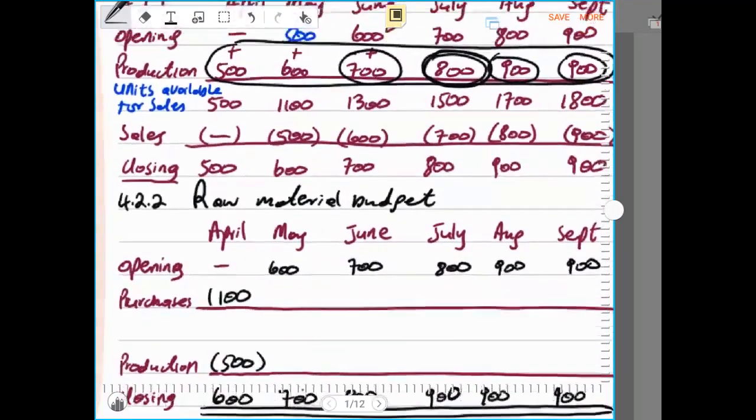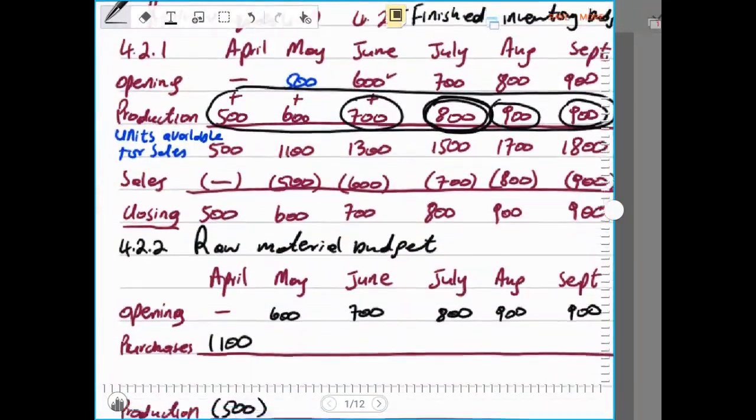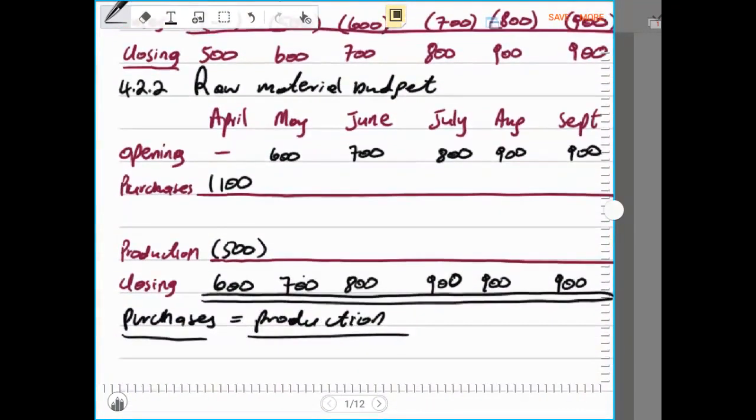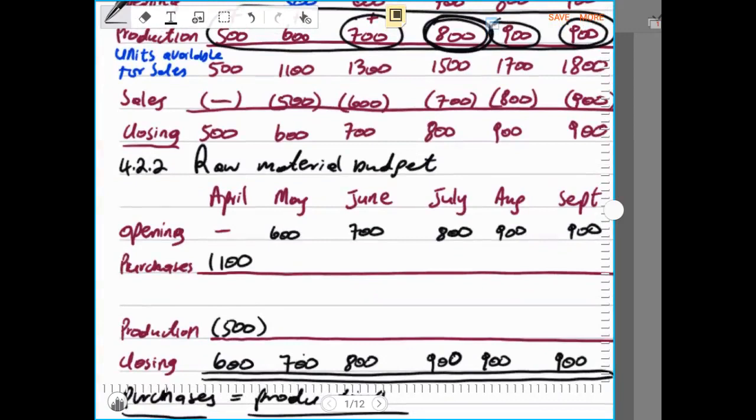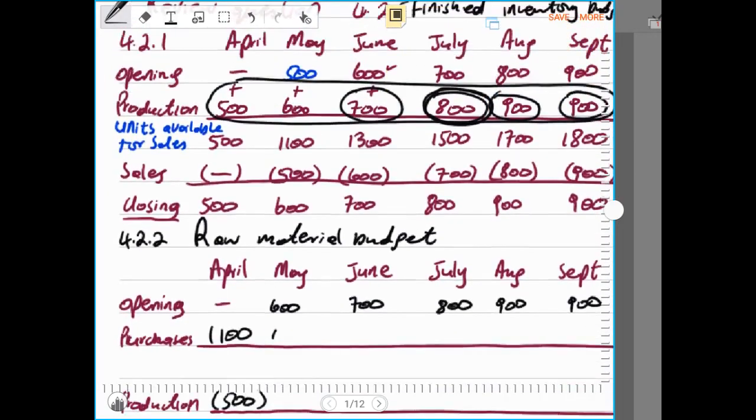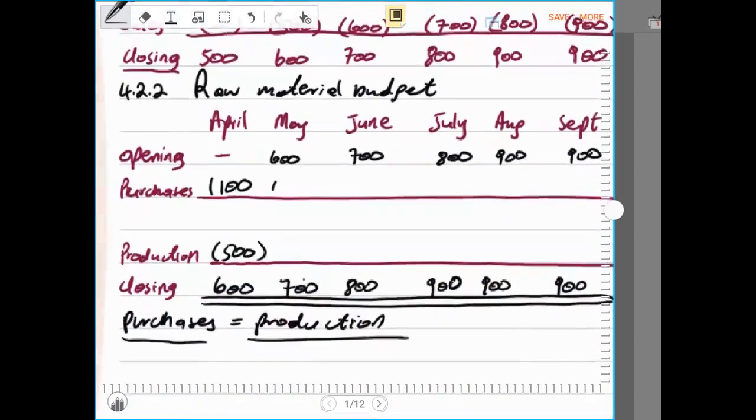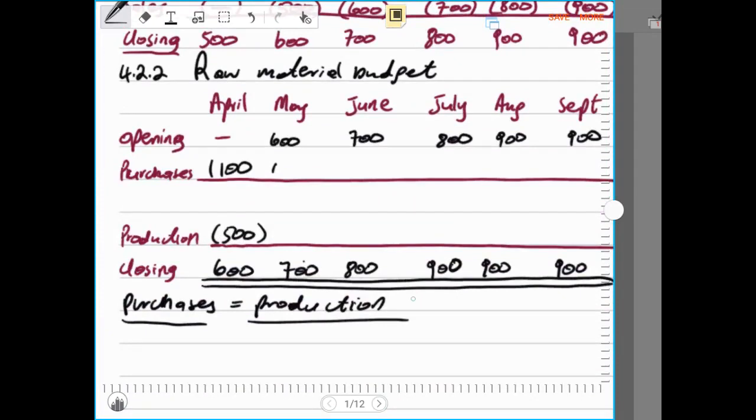Then we say now production for the month of May was 600 units. So now production, I said purchases should be equal to production. So now I have to record here production for this month, production of the month of May. Okay, sorry, purchases equal production of next month. Sorry for that. Production of next month.